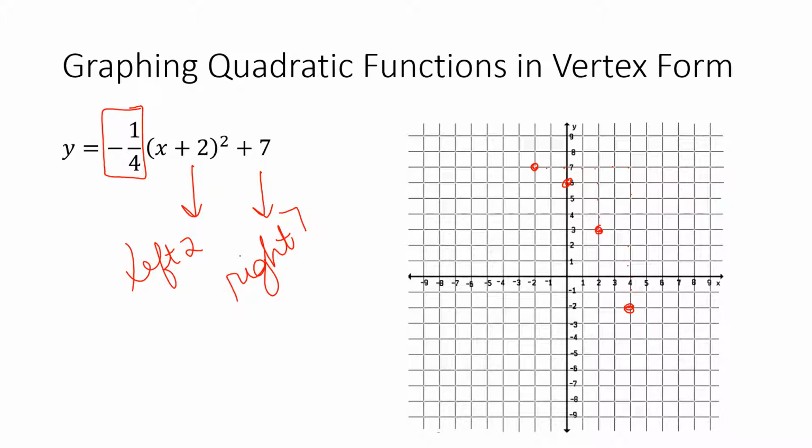Same thing on the left side. I'm just going to make a mirror image. Over 2, down 1. Over 4, 1, 2, 3, 4. Down 4, 1, 2, 3, 4. And then over 6, 1, 2, 3, 4, 5, 6. Down 9. 1, 2, 3, 4, 5, 6, 7, 8, 9.